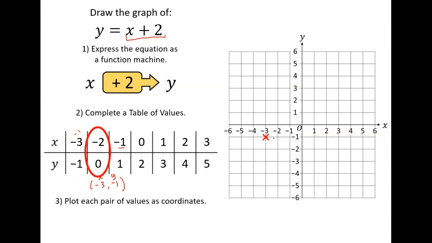Then we'll look at -2 and 0. So x is -2, y is 0. So that's going to be around there, right? Because it's just the same thing. It's -2 and 0. So my x value is -2 and my y is 0. So I'm going to plot that point there.